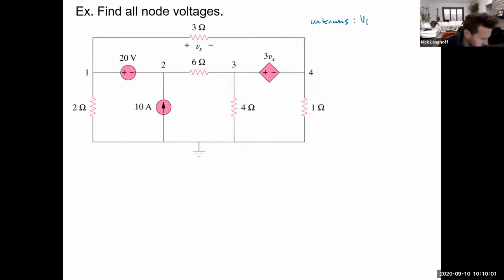This is V1, V2, V3, V4, and you know what? I'm going to throw one more in there because we have this 3Vx term right there. So that source is another unknown. So we've got a Vx in there, and that Vx is the voltage across that 3 ohm resistor connecting node 1 and node 4.